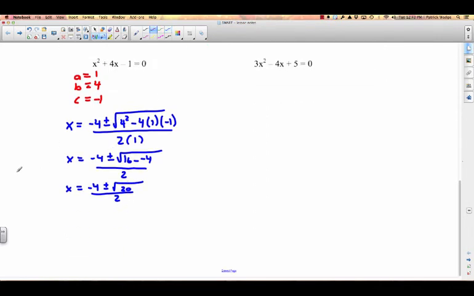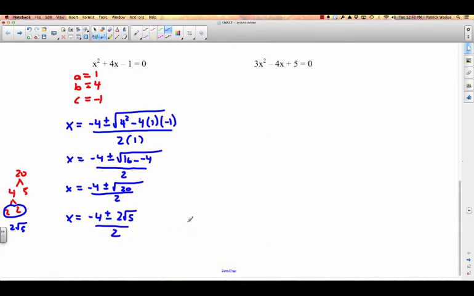Root 20 can be simplified. Let's do our tree. 20 is 4 and 5, and 4 is 2 and 2. We need a pair, and we have a pair right there. So root 20 is the same as 2, that comes out, and the 5 stays in. So we have x equals negative 4 plus or minus 2 root 5, instead of 20, put 2 root 5, all over 2.